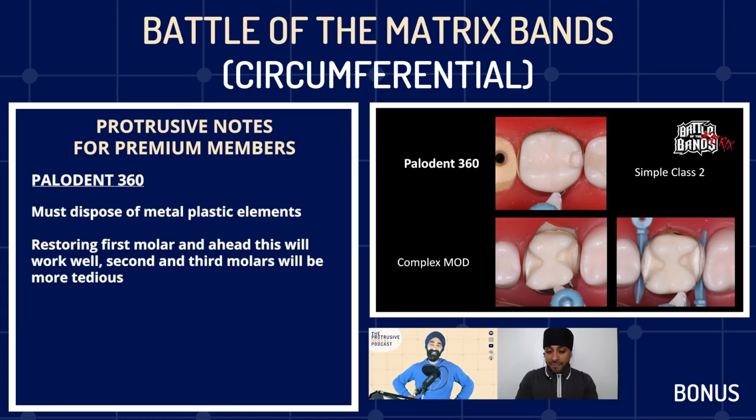All right, now is it time for your trump card? Not yet. One more little bonus. Not strictly a circumferential, but we've all used mylars, which are just straight clear celluloid strips for anterior teeth. And then we stick a wedge in and hope that it'll be all right.